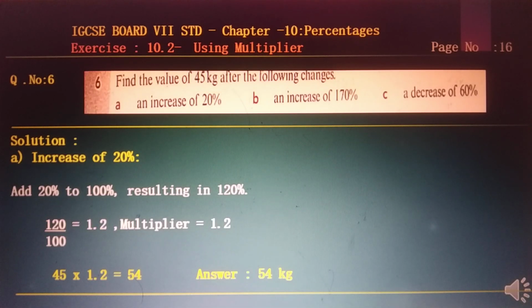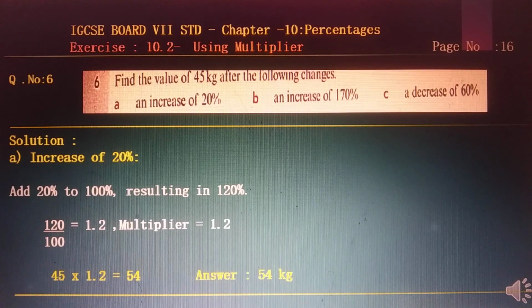Question number 6, find the value of 45 kg after the following changes: A, an increase of 20%, B, an increase of 170%, C, a decrease of 60%. Increase of 20%, add 20% to 100 resulting in 120%. Multiplier 1.2, finally 1.2 multiplied with 45 kg, we are getting 54. Answer is 54 kg.